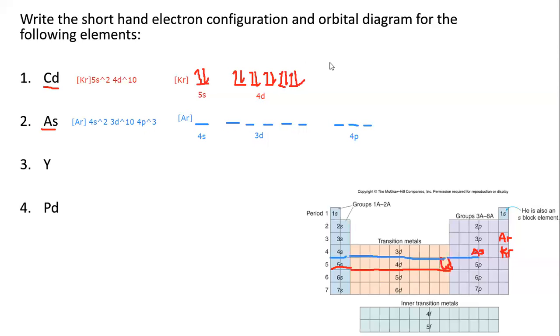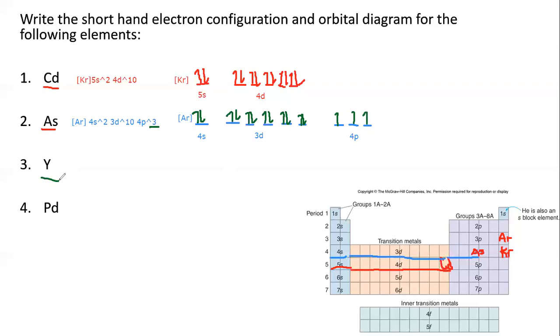So now we start filling in electrons. So the 3d is completely filled. Now for the 4p, we have 3. So each one gets 1 in it before we pair it up. And so this is the abbreviated orbital diagram for arsenic.